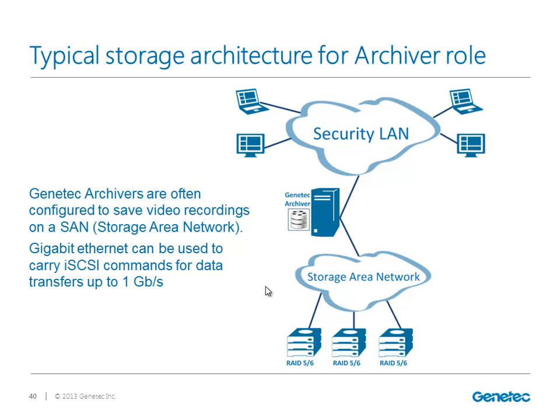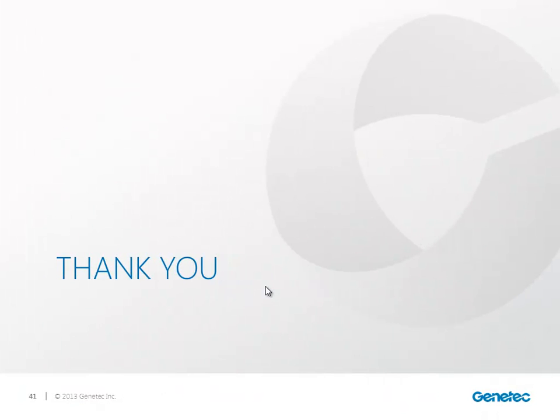Typical storage architecture for a Genetec archiver role. Genetec archivers are often configured to save video recordings on a SAN or a storage area network. Gigabit Ethernet can be used to carry iSCSI commands for data transfers of up to 1 gigabit per second. The more storage available and faster the throughput, the better the system's performance.